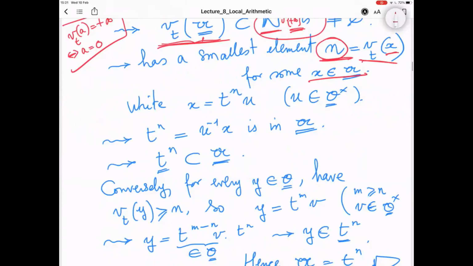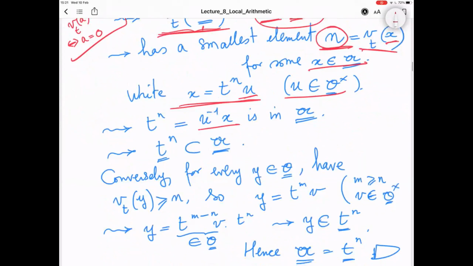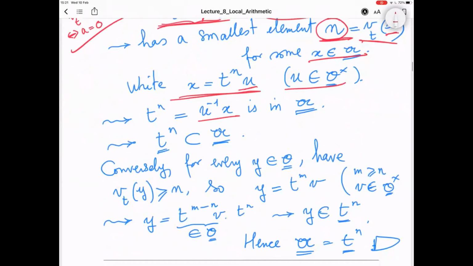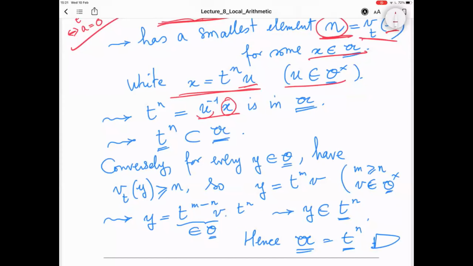So this x, of course, can be written as, if n is the valuation, then it is t to the n times u for some unit. Then t to the n is going to be this. Now, x is in the ideal, and this is in the ring, so t to the n is in the ideal. So the ideal generated by t to the n is, of course, contained in this ideal.